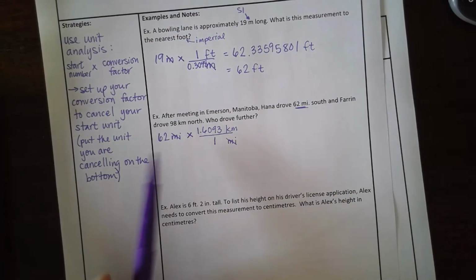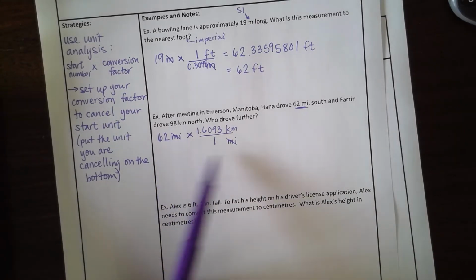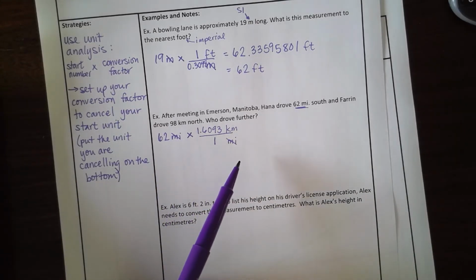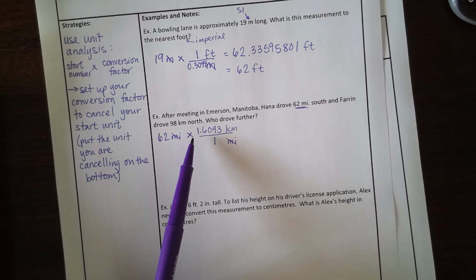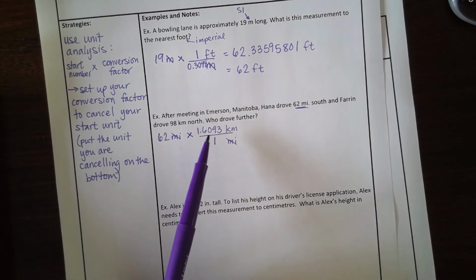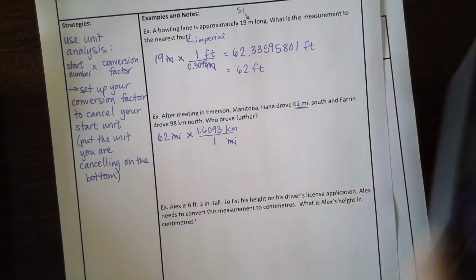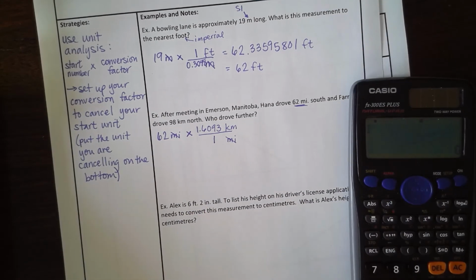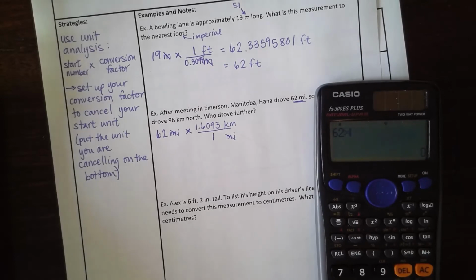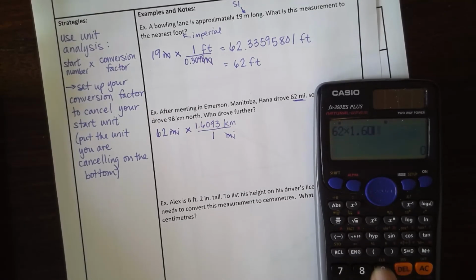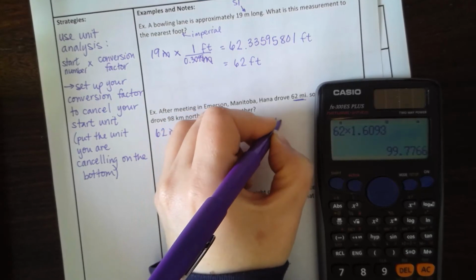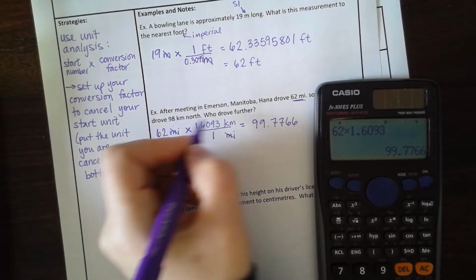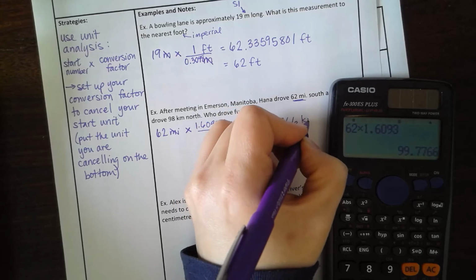And we can also see that our setup here is telling us what operation we want to use. So we would do 62 times 1.6093 divided by 1. We don't need to divide by 1. Anything divided by 1 is itself. So let's take 62 and multiply it by 1.6093, and we get 99.7766, and we're left with kilometers.